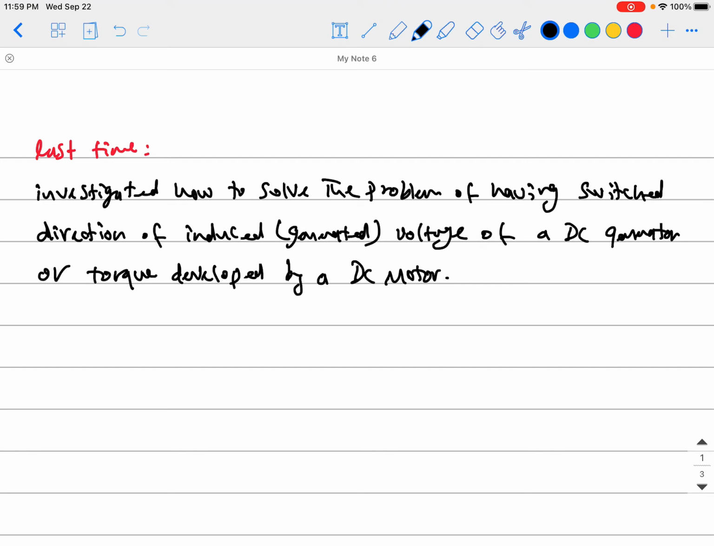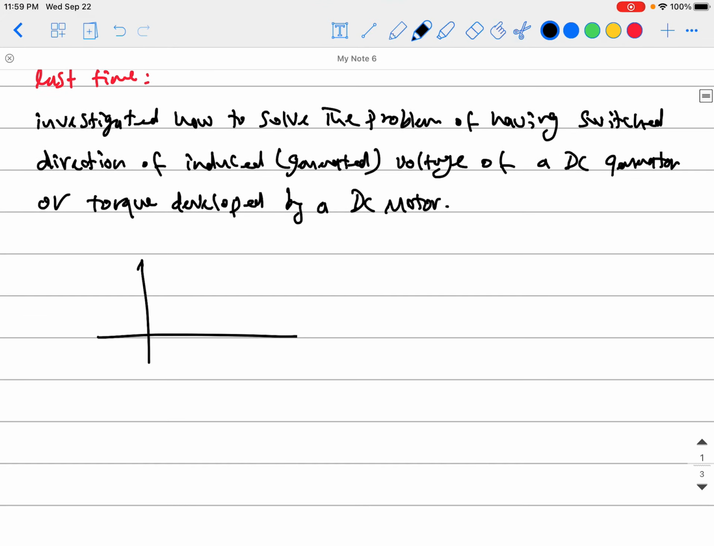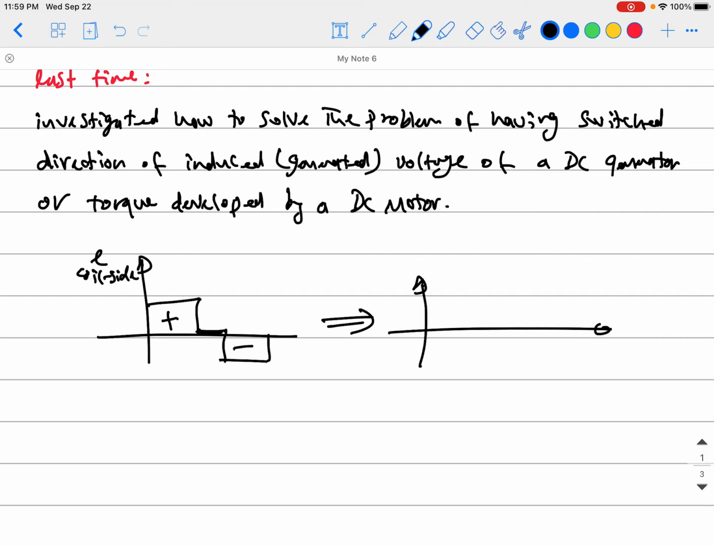So we had a problem. Our machine does not have unidirectional induced voltage or torque, and that was a problem for a DC machine when we're talking about a generator. For a DC generator, we wanted the output to be just DC. That was the voltage induced in any coil side. If you remember, it had a shape like this. It has sometimes positive, sometimes negative, and sometimes zero. And in the last lecture we turned this into something like this.